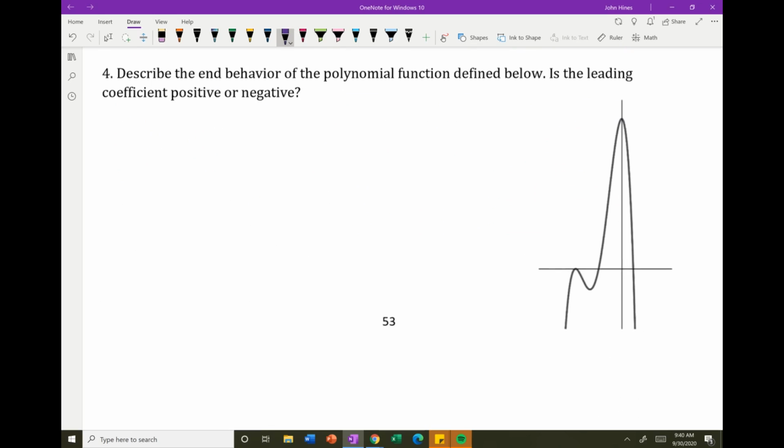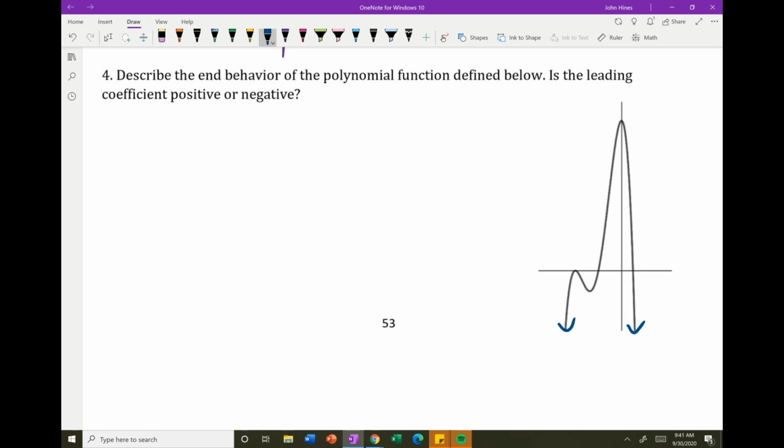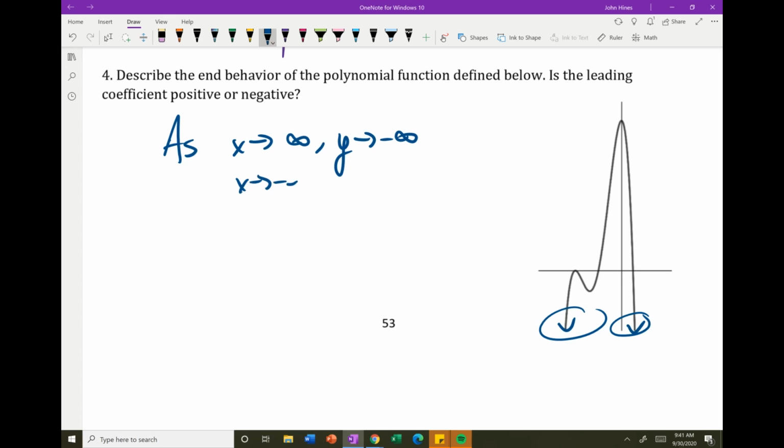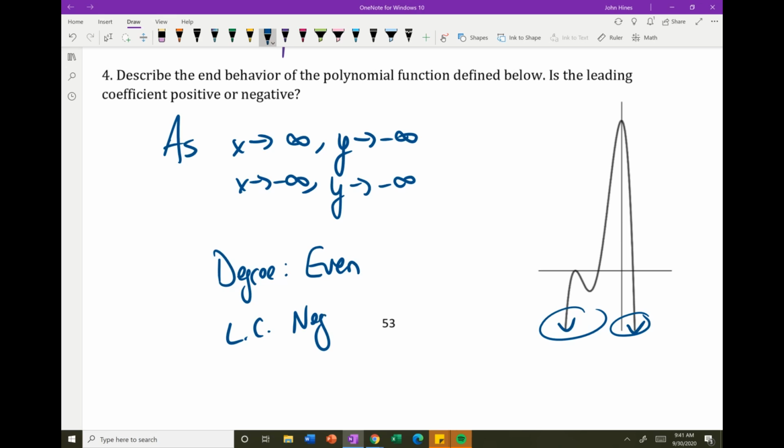Describe the end behavior of this polynomial. Is the leading coefficient positive or negative? We're describing those arrows, and they're both going down. So as x gets really big, my right hand, my y values are getting negative. And as x gets really negative, my left hand, my y values are still getting negative. Since they're both going down, that tells me I have an even degree: x squared, x to the fourth, x to the sixth. But my leading coefficient is negative since they're both going down. So I have an even degree with a negative leading coefficient.